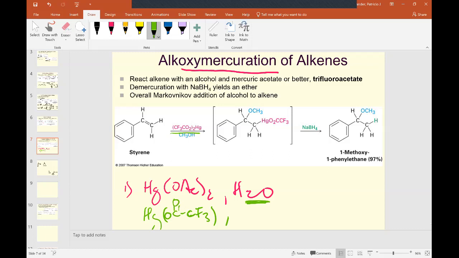And then the other minor difference is that instead of being water, as you recall, we were using water and we were having a hydration of an alkene. So here, instead of using water, we use an alcohol. In this particular example it was methanol, but in general, you can use any alcohol. And so that will be the recipe.